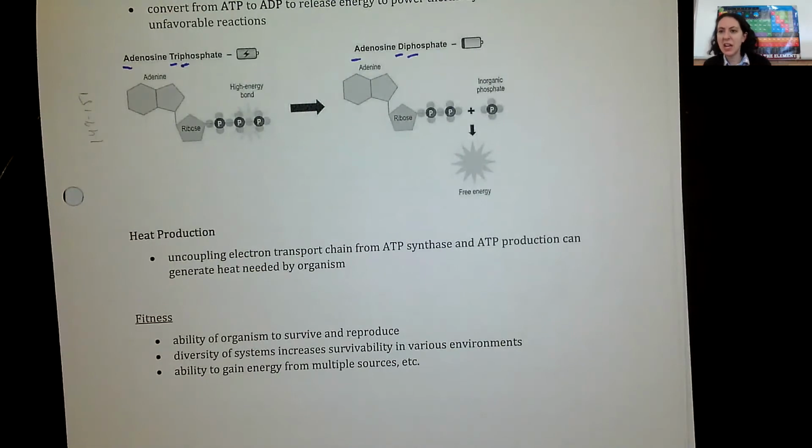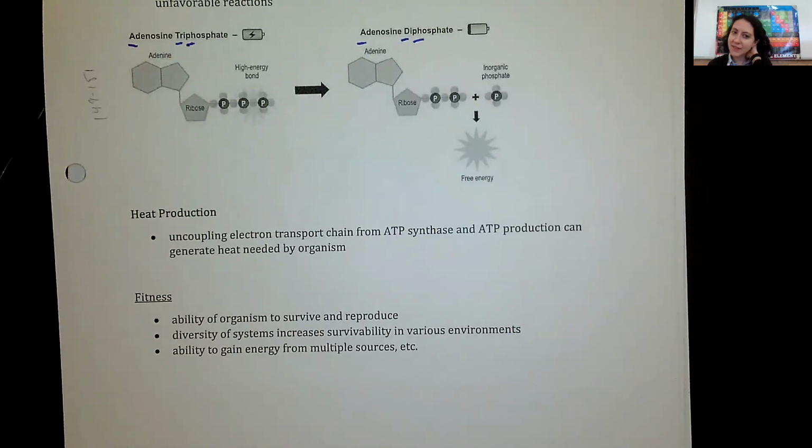So kind of interesting. Okay, last thing is this definition of fitness. Fitness is the ability of organisms to just survive and reproduce. We'll talk a lot about this in the context of evolution. The general rule here is the more diversity of systems that an organism has, the more fitness it has, the more likely it is to survive in a whole bunch of different situations and environments.